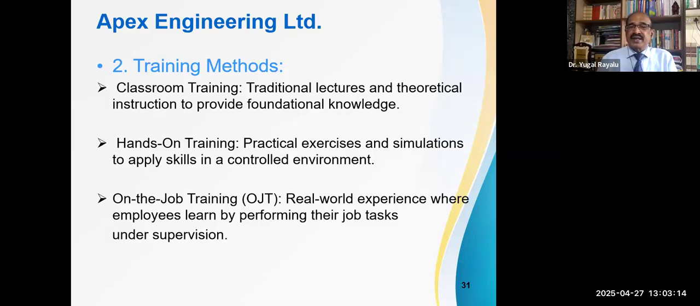Then hands-on training, practical exercises and simulations to apply skills in a controlled environment. As I told you, 2.5 millimeter. Now, the difference between 2.49 and 2.51 and 2.5, this has to be explained. It can be explained with practical experience. Once you explain that 2.49 is too loose, 2.51 is too tight, both are useless, both are wasted products. The only thing we need is 2.5 mm, that's all.